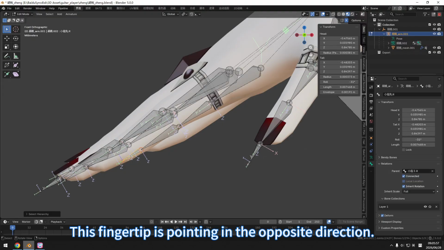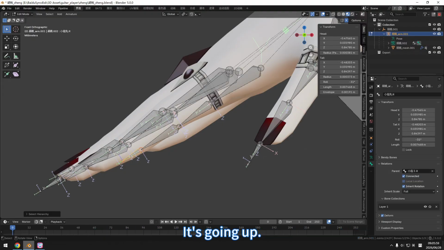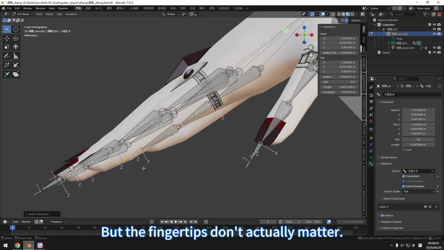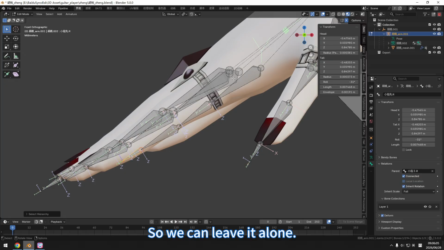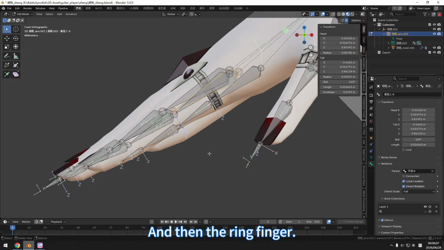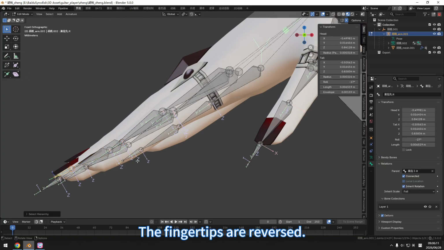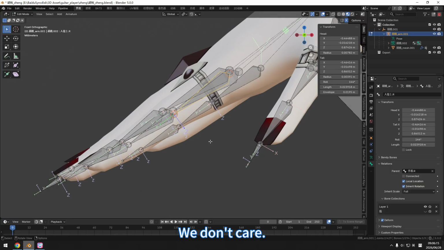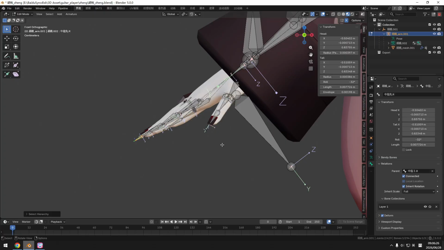This fingertip is pointing in the opposite direction. It's going up. The ones in front are all down. But the fingertips don't actually matter, so we can leave it alone. And then the ring finger. Same here. The fingertips are reversed, but no effect. We don't care. That's the index finger. Okay, no problem. The middle finger is fine.